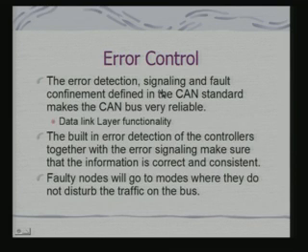The next interesting feature is error control, because all data link layer protocols are expected to provide some kind of error management. The error detection, signaling and fault confinement defined in the CAN standard make a CAN bus very reliable, and this is very typical of data link layer functionality. The built-in error detection of the controllers together with error signaling makes sure that the information is correct and consistent, and faulty nodes will go to modes where they do not disturb the traffic on the bus. This is also a very important issue, because all nodes are listening to the bus, so a node that has become faulty needs to be isolated to maintain the correct use of the remaining part of the network.